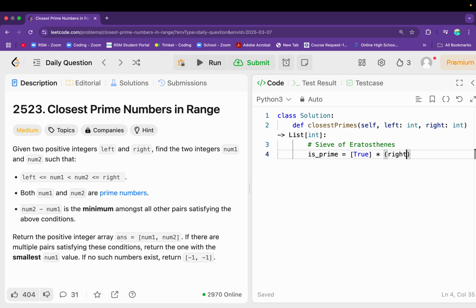So rather, it's not 2D, sorry about that. What I really meant is that it's going to be initialized to all trues and have a length of right plus 1. Now, what is the entire goal of this is prime list?